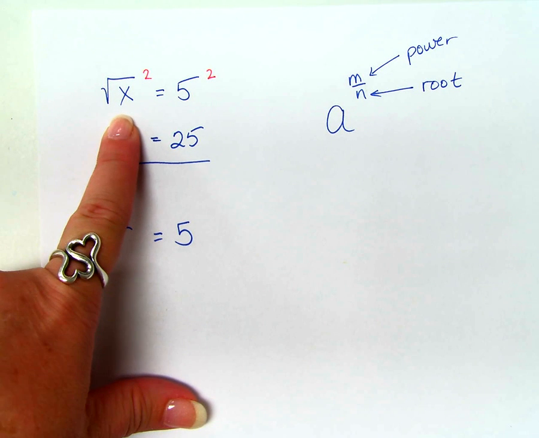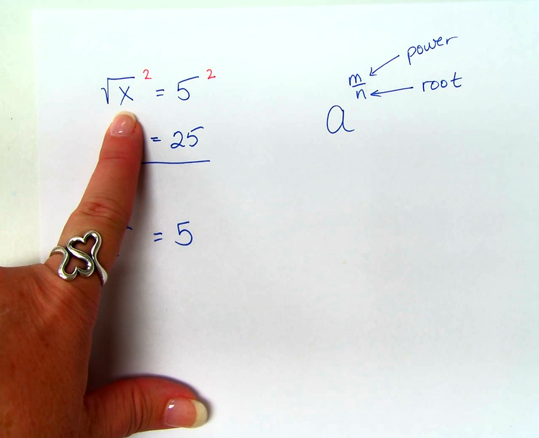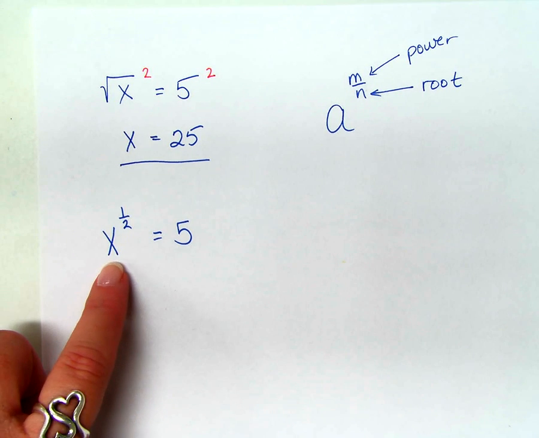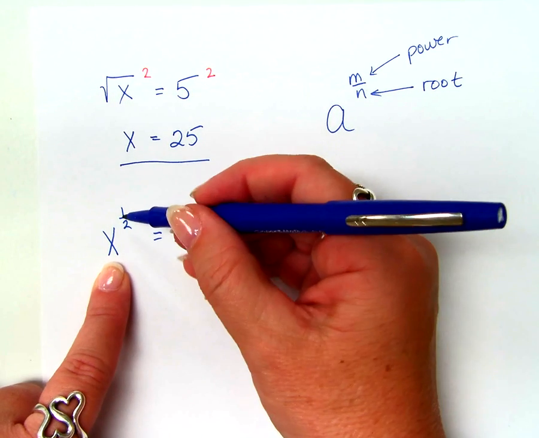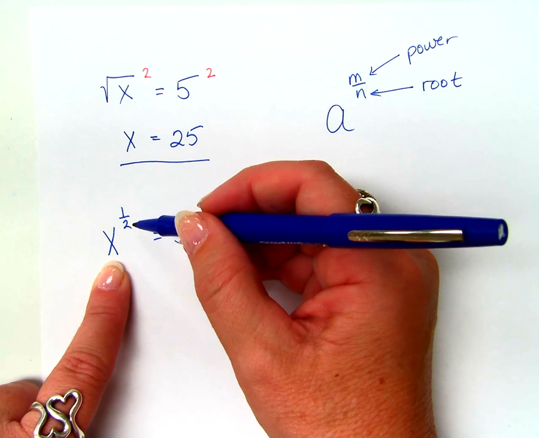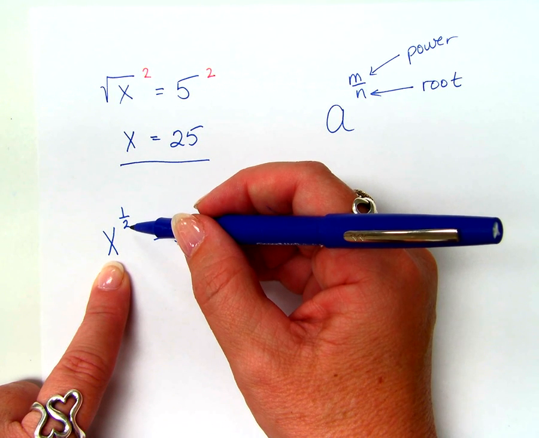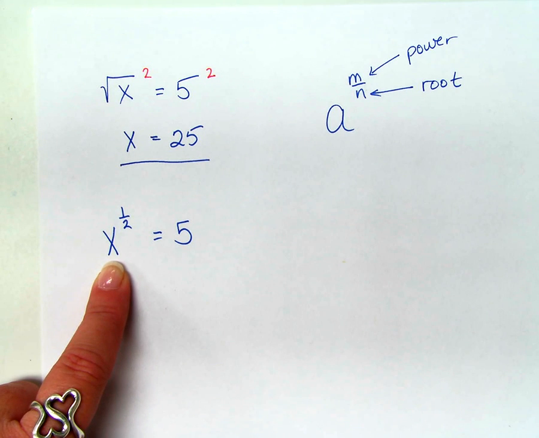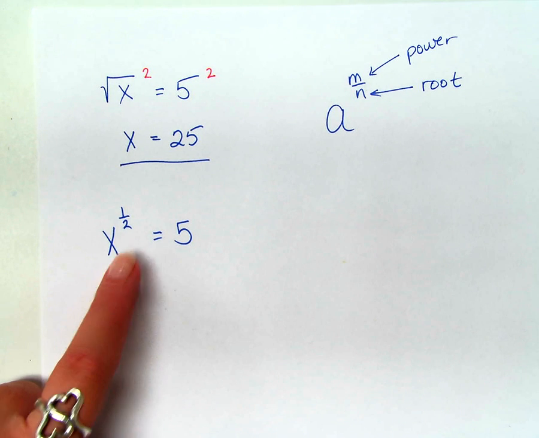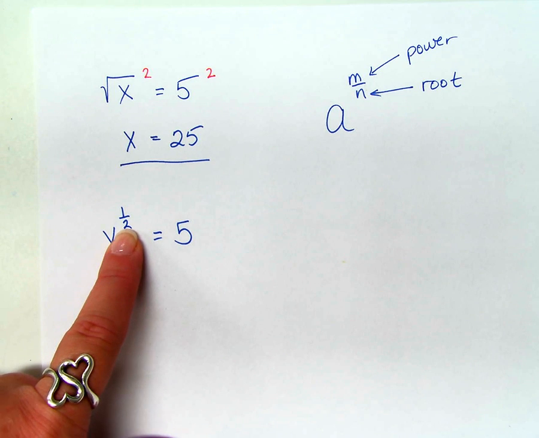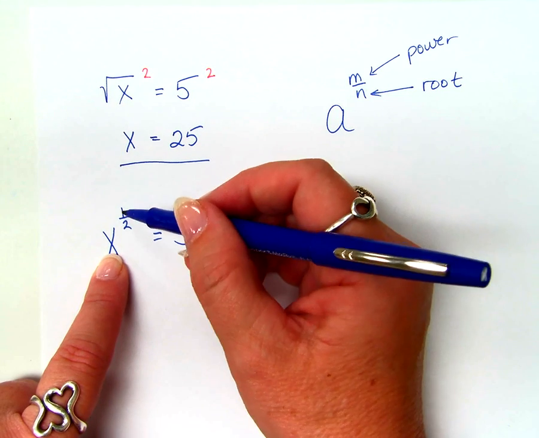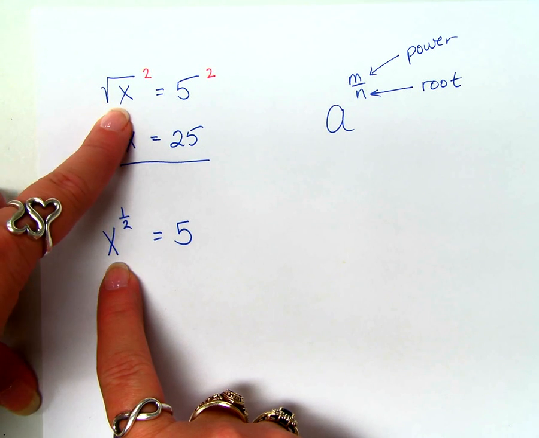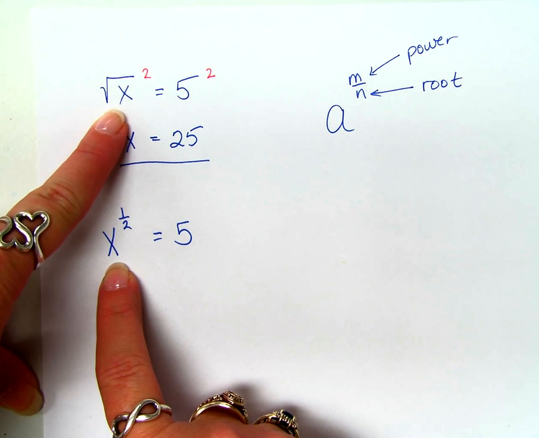Well, what does this mean? The square root of x, right? What does this mean? If the top is the power and the bottom is the root, that means the square root of x. It's a different way to write the square root of x. The bottom is the root, so that's a square root. The top is the power. X to the first power is just x. These two things right here mean the same thing. They're just written in a different way.